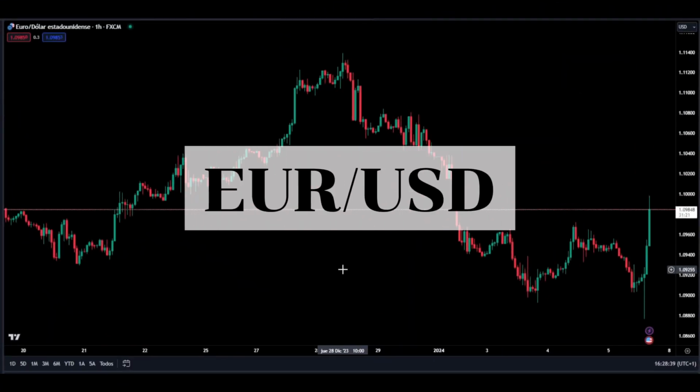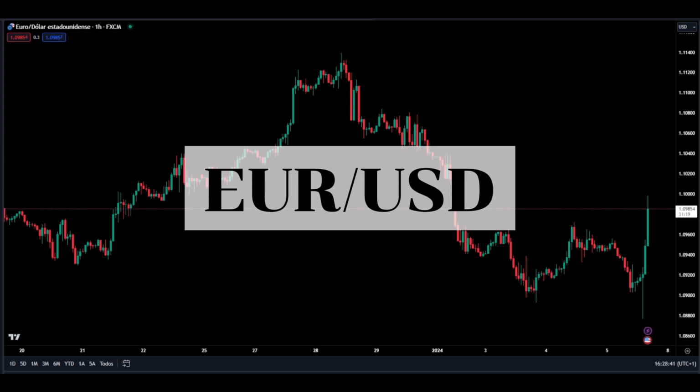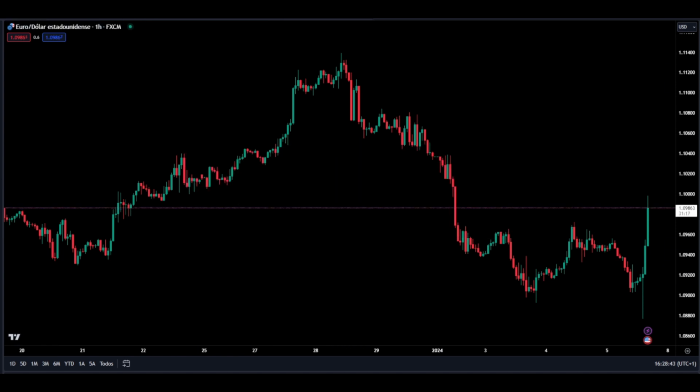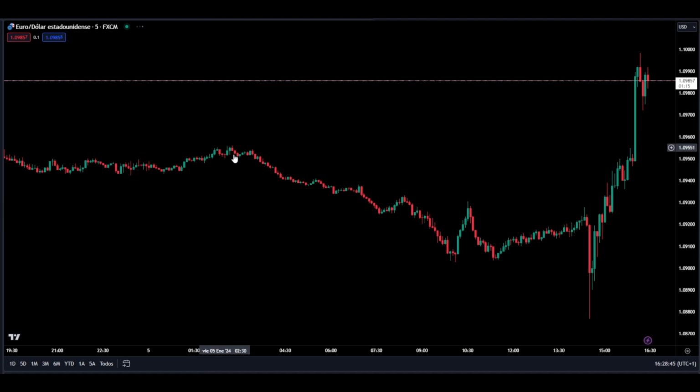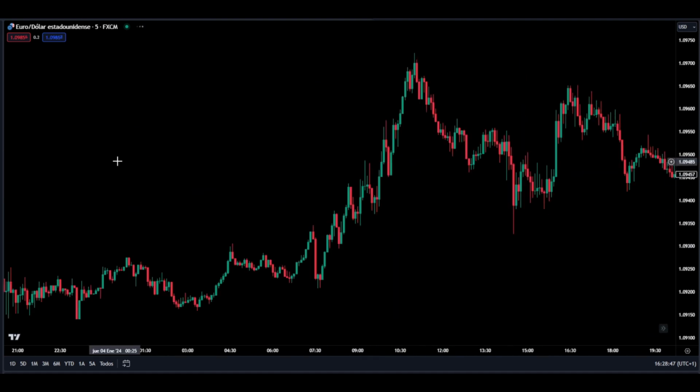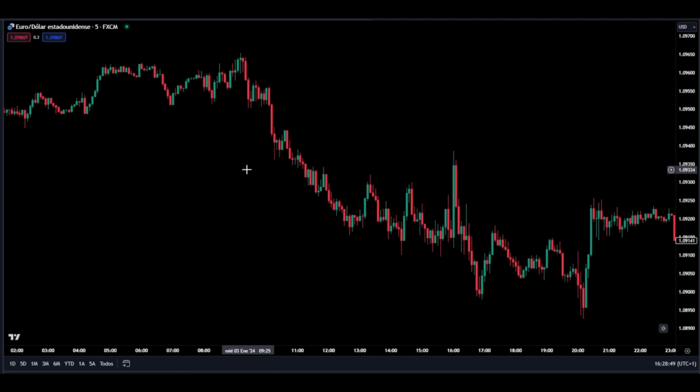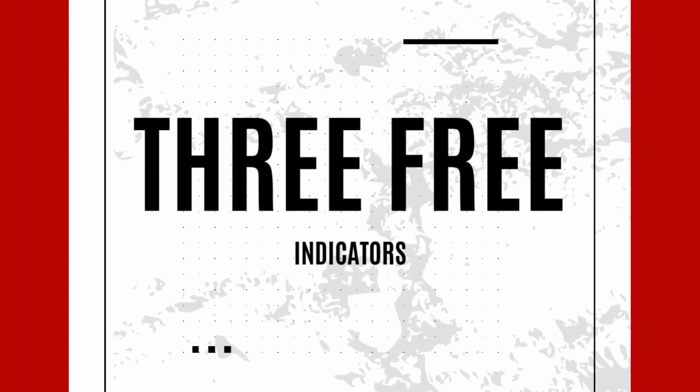First of all, open TradingView and then select the EUR/USD currency pair. Now, I'll set my time frame to 5 minutes for the strategy. But keep in mind that you can use this method on all time frames, and this strategy can be profitable on all of them. Now it's time to add indicators to our chart. In total, 3 free indicators are going to be used in this strategy.